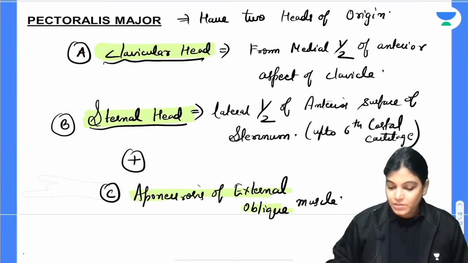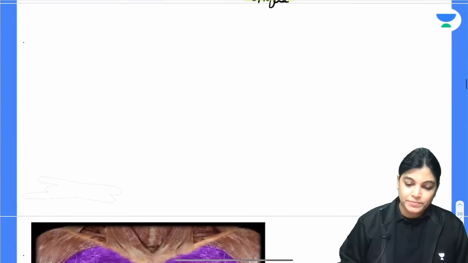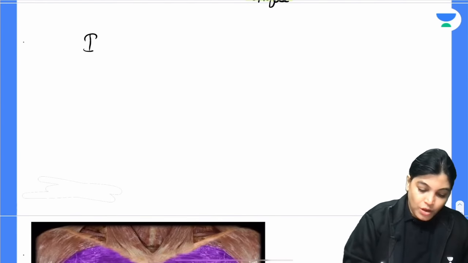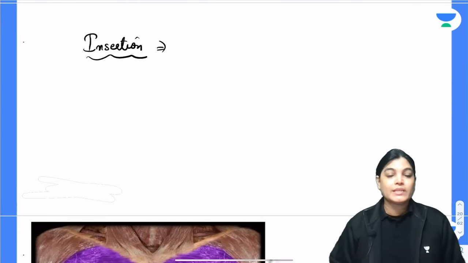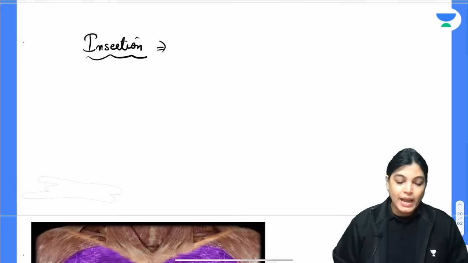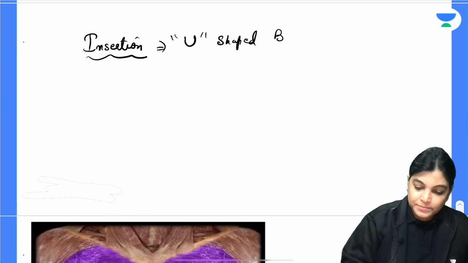Let's move on to the insertion point. When we are talking about the insertion of pectoralis major muscle, it becomes narrow, as we have seen in the diagram. It becomes narrowed at the insertion point, and its insertion will be in a U-shaped bilamellar tendon.